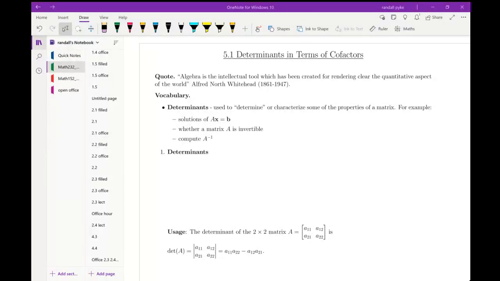This is lecture 5.1, Determinants in Terms of Cofactors.